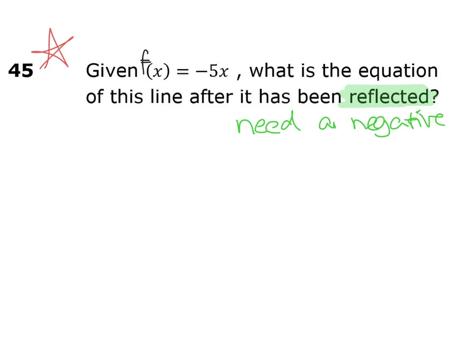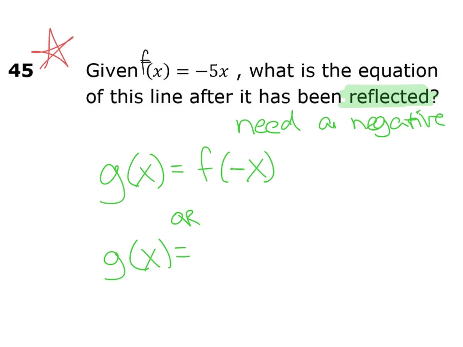So our new equation, g of x, is going to equal f of negative x, or you could say g of x equals negative f of x. Depending if you're going to reflect across the x-axis or the y-axis will determine where that negative placement is going to go. As far as the test on your exam goes, I just want to know if it's reflected. So the negative, either inside parentheses or outside, is what I'm looking for.